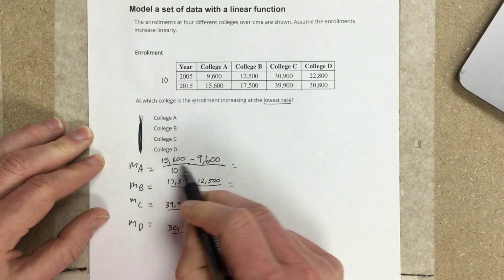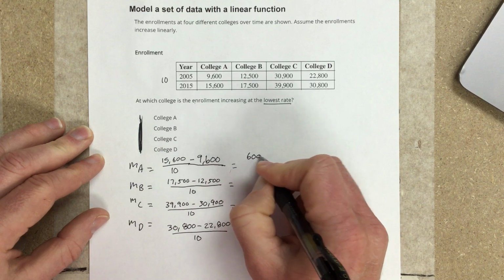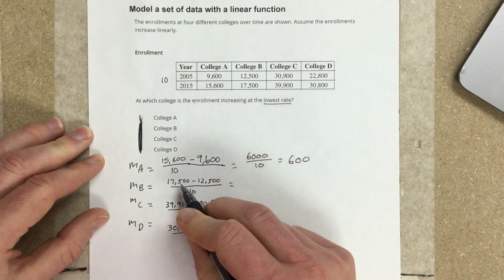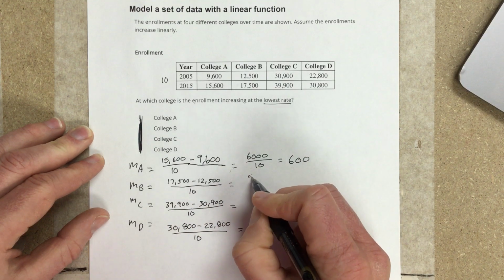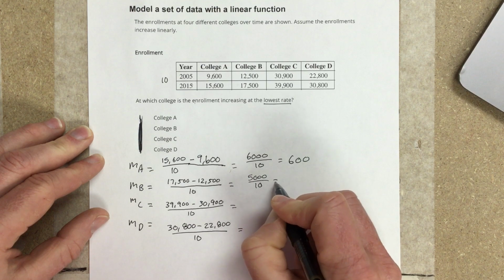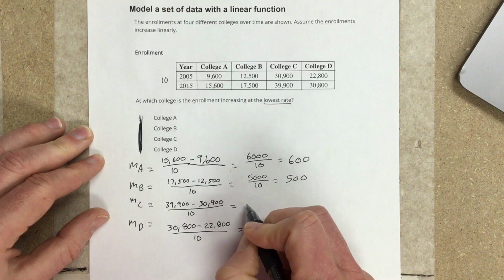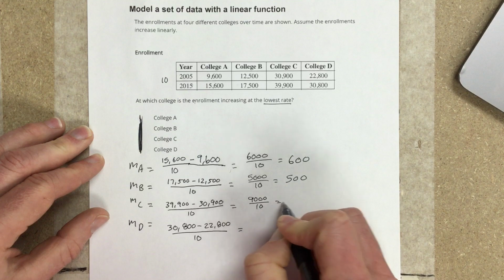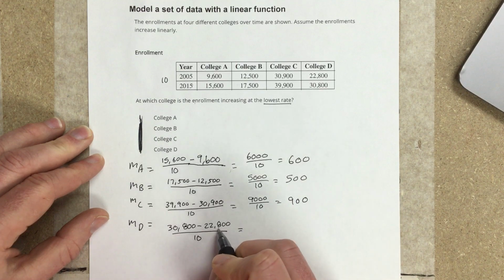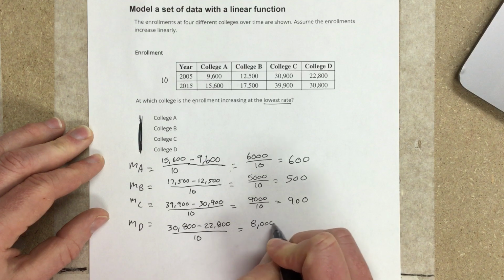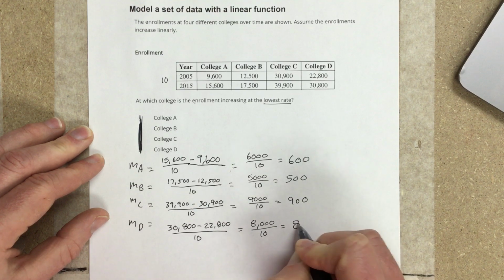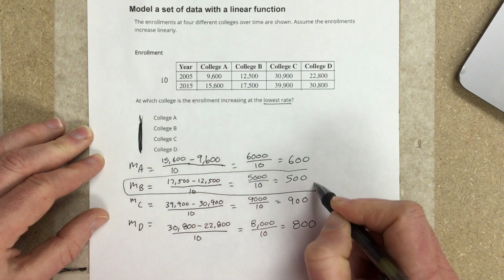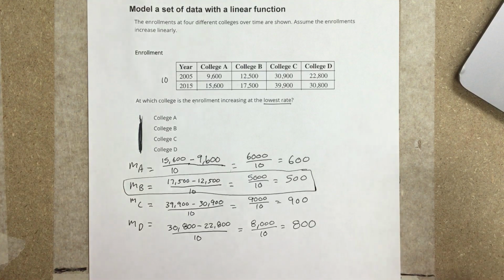So when I subtract here, I end up with 6,000 over 10, which gives you 600. So we're increasing enrollment by 600 there. 17,500 minus 12,500, that's 5,000 over 10, which is 500 for a slope. And then I end up with 9,000 over 10 here for 900, and 8,000 over 10 for 800. So which has the lowest rate? That would be College B. They're going up at 500 per year compared to the other three colleges that are going up at a faster rate.